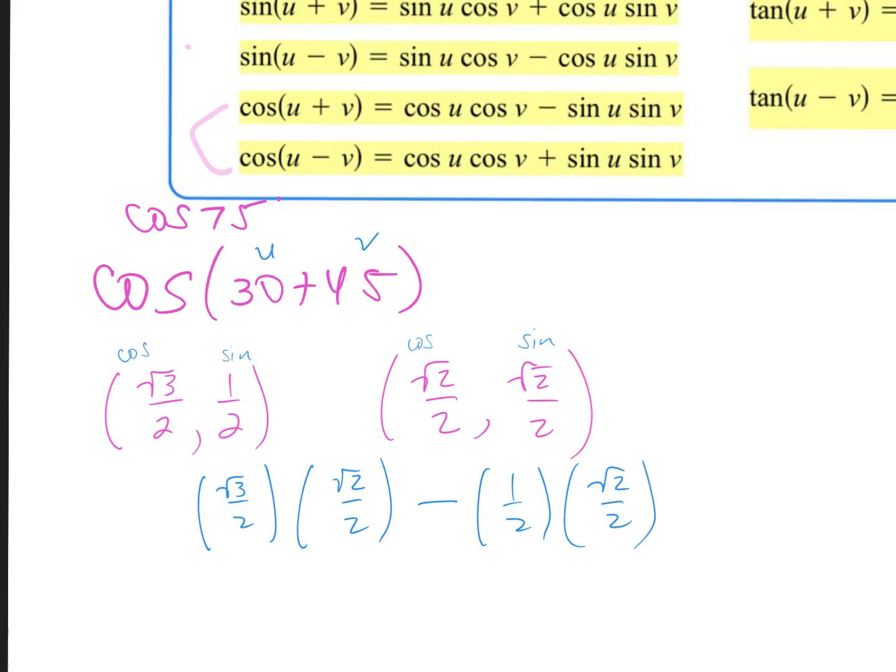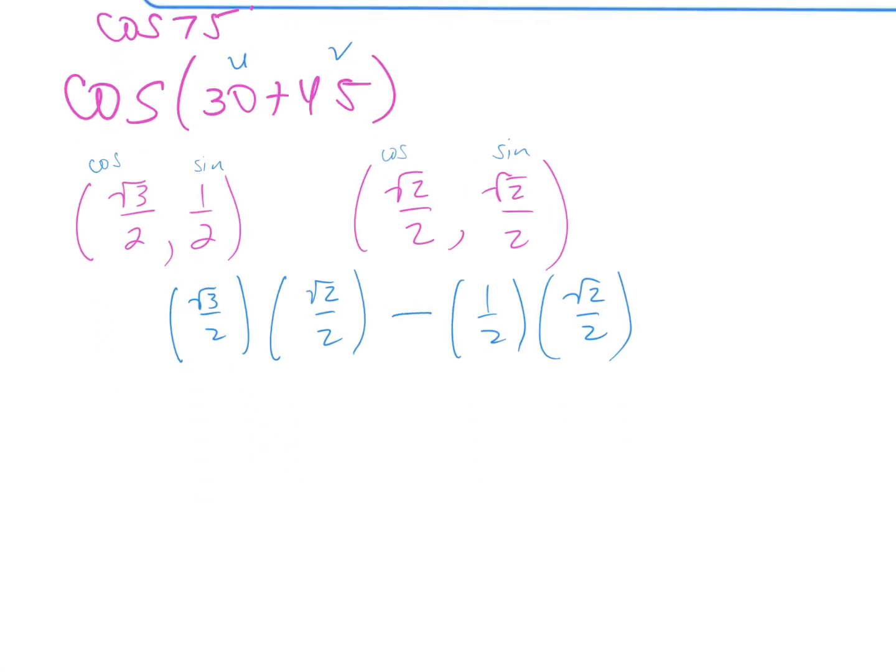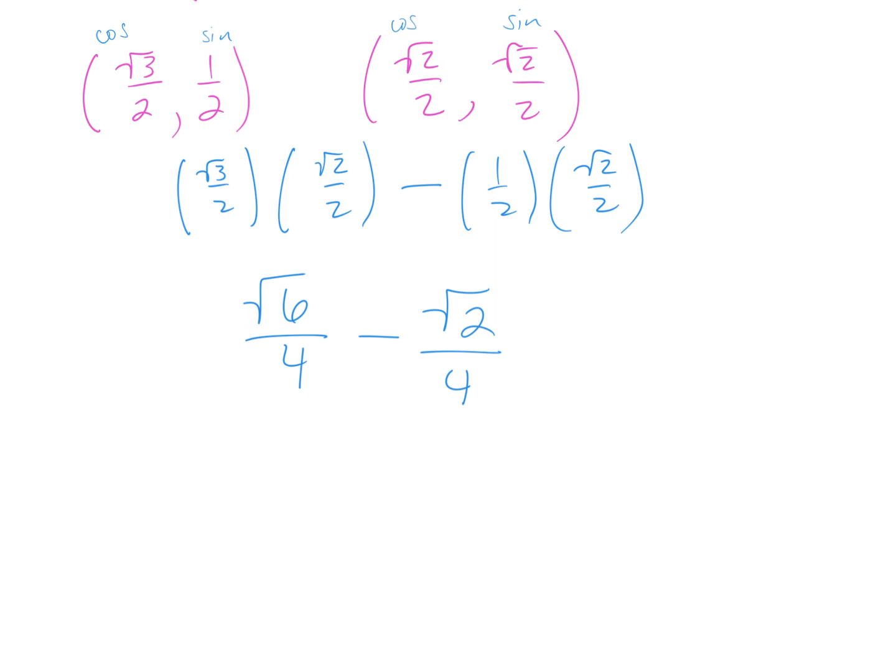And now, we simplify. What's the square root of something times the square root of something? Just a bigger what? Square root. So square root of 3 times square root of 2 is the square root of 6. And I multiply the bottom. 2 times 2 is 4. Minus, what's 1 times the square root of 2? Square root of 2. What's 2 times 2? 4. Can I simplify this a little more?